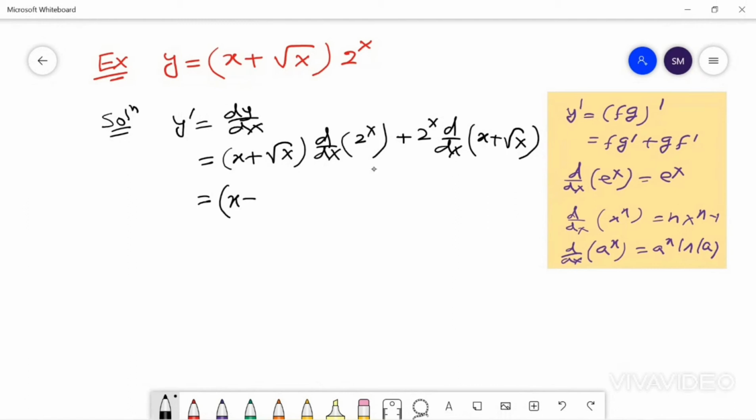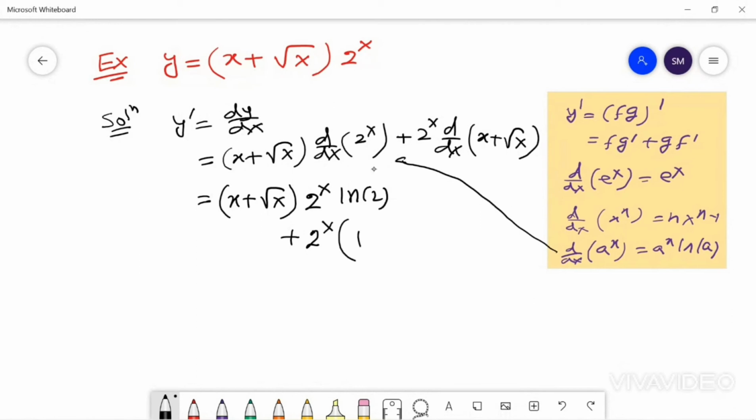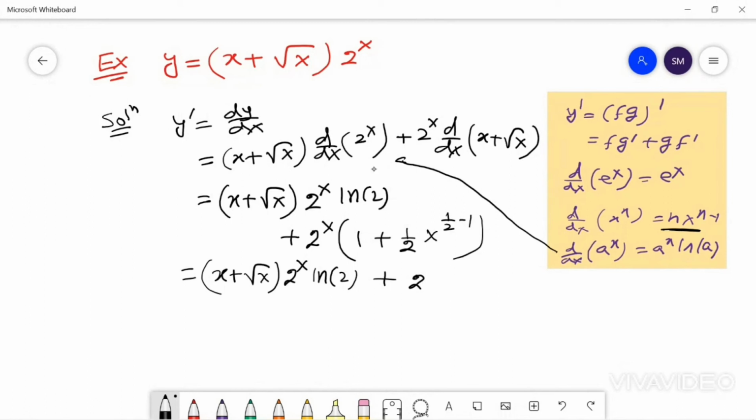Now we apply the rule: we have (x + √x) 2^x ln 2 plus 2^x times the derivative, where the derivative of x is 1 and the derivative of √x is (1/2) x^(1/2 - 1). With further simplification the answer is (x + √x) 2^x ln 2 plus 2^x (1 + 1/(2√x)).